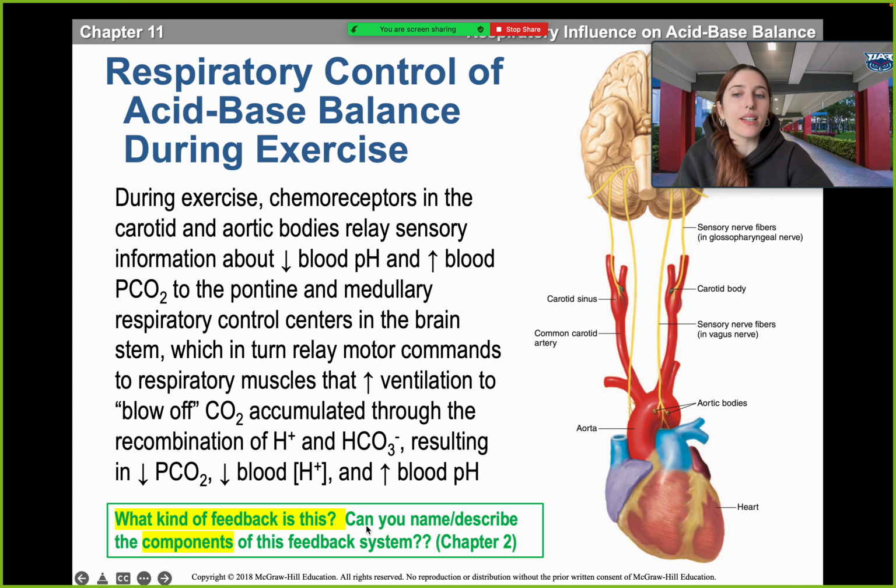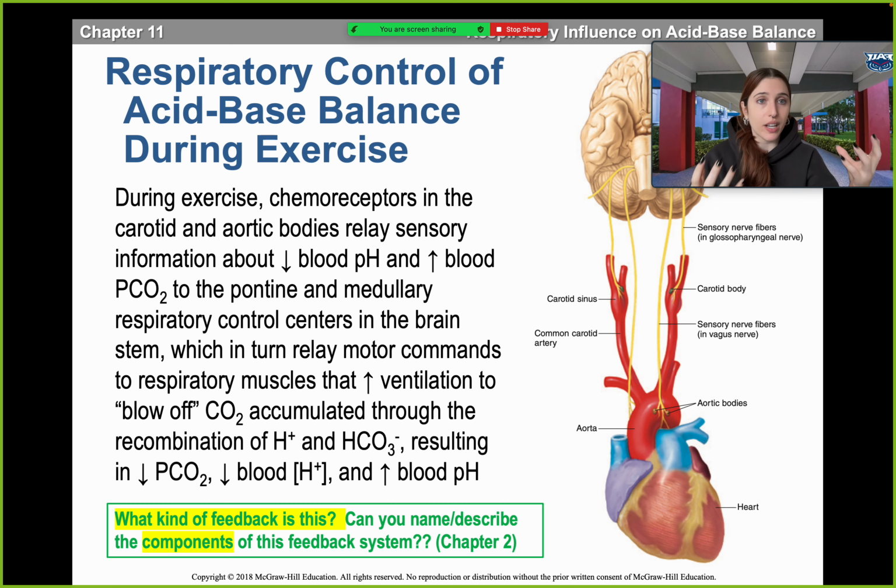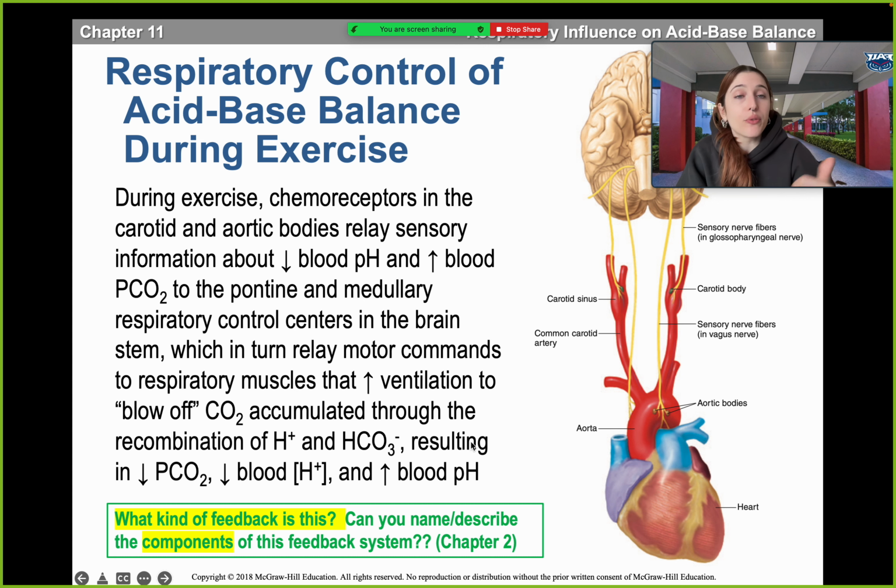So can you name and describe the components of this feedback system? Remember back at the beginning of the class when we said, when we have a feedback mechanism, we've got the sensor, the control center, and the effectors. So when we're dealing with respiratory control here, can we name the components? First, what is the stimulus? The stimulus is changes in pH or carbon dioxide levels. The sensor is going to be whatever is able to detect the change in that stimulus. So our sensor in this system is going to be our chemoreceptors.